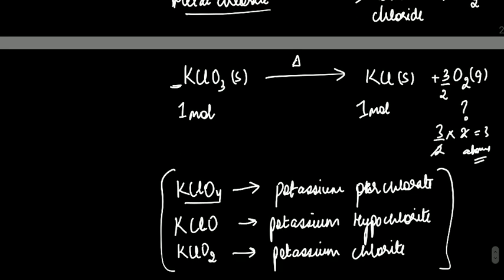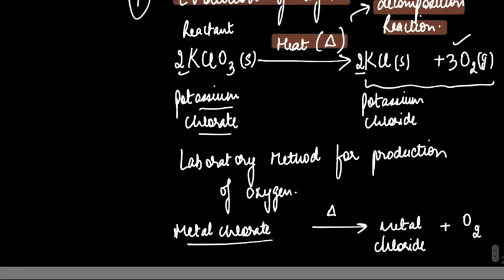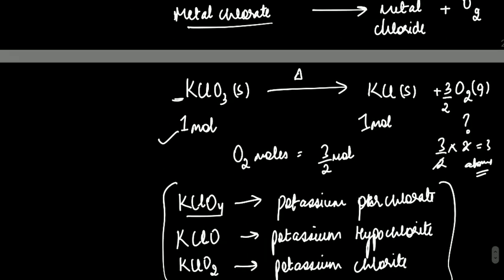So if they are going to ask how many moles of oxygen are going to be formed, the answer is 3 by 2. It's only for 1 mole. If we don't increase the mole, for 2 moles we know the answer is 3, so for 1 mole it's going to be 3 by 2. So we need to understand these kinds of questions.